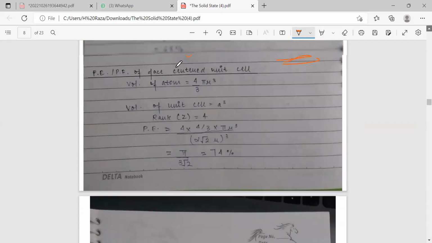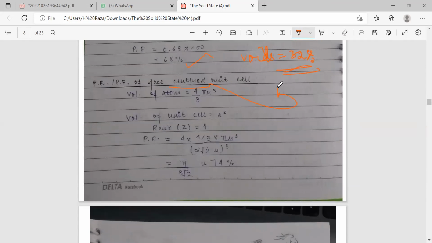That is packing efficiency of face-centered unit cell, FCC. Again, the same concept, 4 by 3 pi r cube. Now, you know that the rank of FCC, Z, will be equal to 4, right? So the total volume of atoms will be 4 into 4 by 3 pi r cube. So if I put the value using the relation between a and r, it will be basically a is equal to 2 root 2 r. So we will get 74% and the voids will be 26%. So the best efficiency we are getting is from FCC, face centered. Is that clear? Yes.